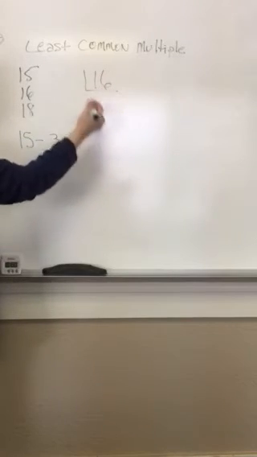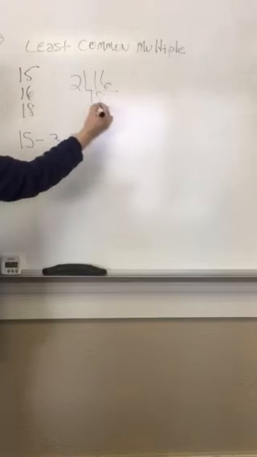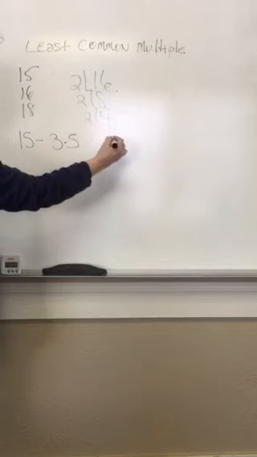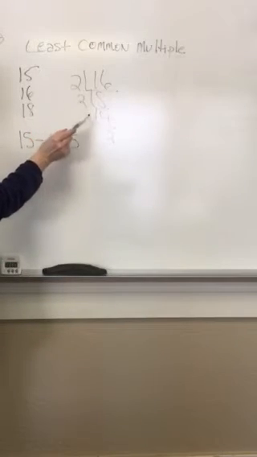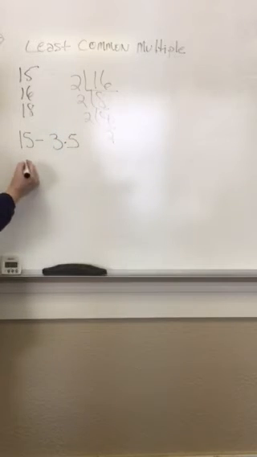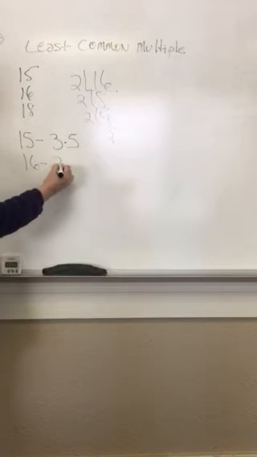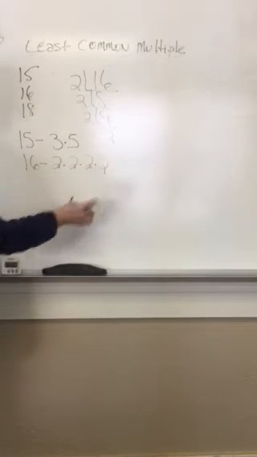Now, let's factor 16. We always begin with 2. Well, 2 does go into 16 8 times. And 2 will go into 8 4 times. And 2 will go into 4 2 times. So the factors of 16 are 2 times 2 times 2 times 2. So we're going to write that right underneath the factors of 15. 2 times 2 times 2 times 2.